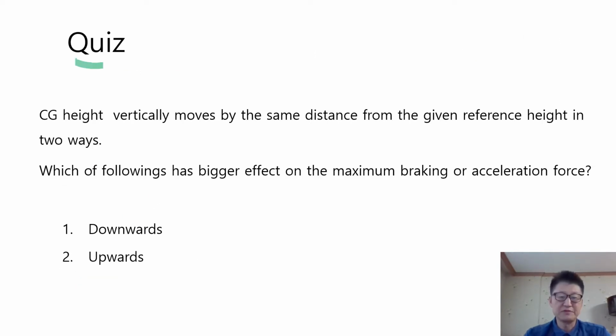Here is a quiz for you. CG height vertically moves by the same distance from the given reference height in two ways. Which of the following has a bigger effect in the maximum braking or acceleration force? Number 1, downwards. Number 2, upwards. Did you get the answer?